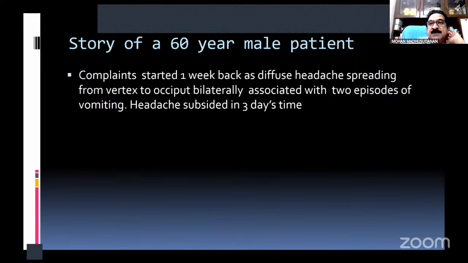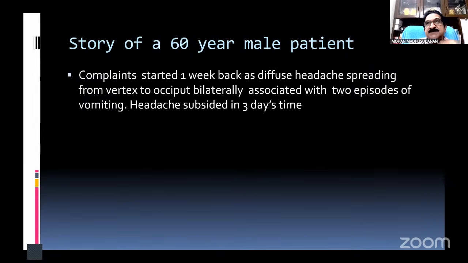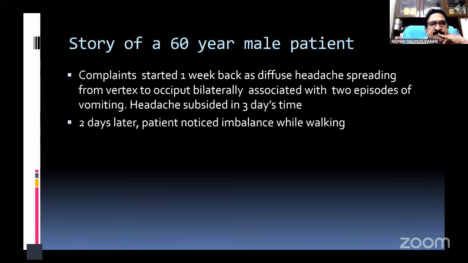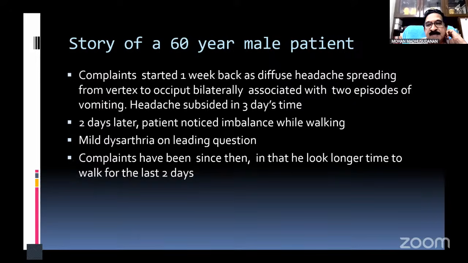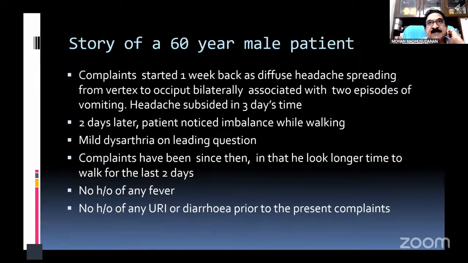So this is the story of a 60-year-old male patient. His complaint started 1 week back as diffuse headache, spreading from vertex to occiput bilaterally, associated with 2 episodes of vomiting. The headache subsided in 3 days' time. 2 days later, the patient noticed imbalance while walking. There was mild dysarthria on leading questions. Complaints have been progressive since then, in that he took longer time to walk for the last 2 days. No history of any fever, upper respiratory infection or diarrhea prior to the present complaint.